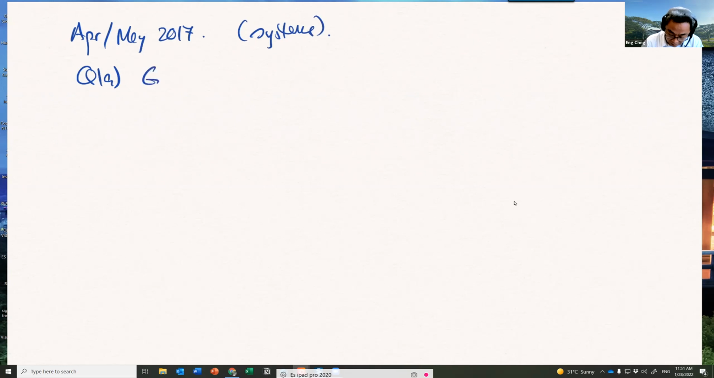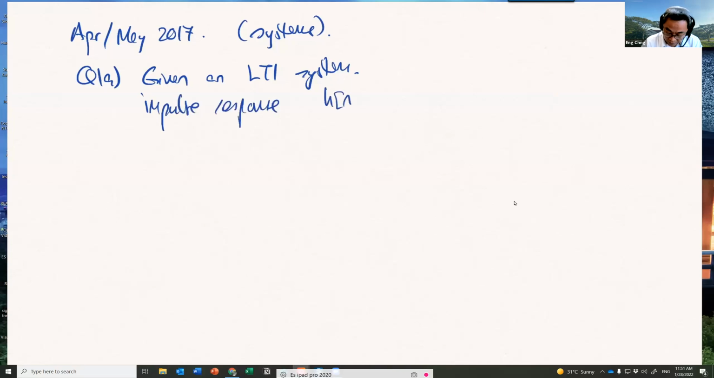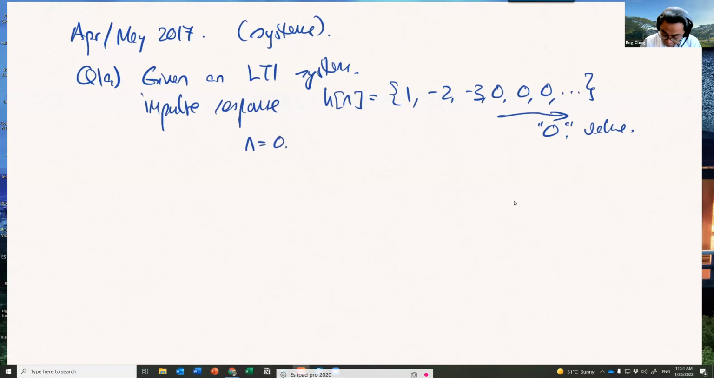So the question is, given an LTI, linear time invariant system, the impulse response h(n) equals this. So it means that continuously it will be 0 value. And then n equals 0, 1, 2. So it means that this time is n equals 0. Okay, so if you want to do it graphically, it looks like this.